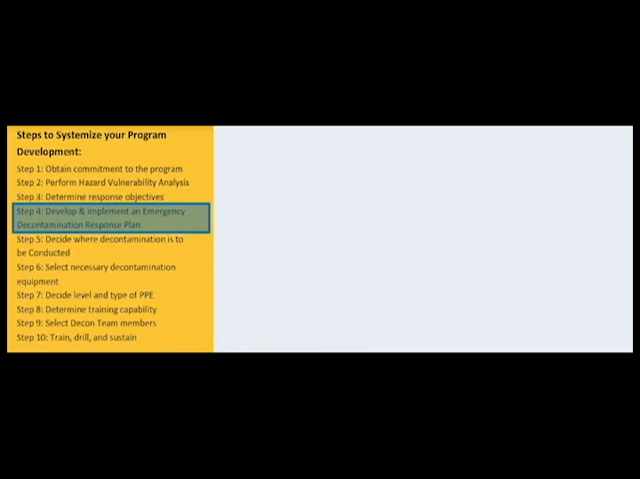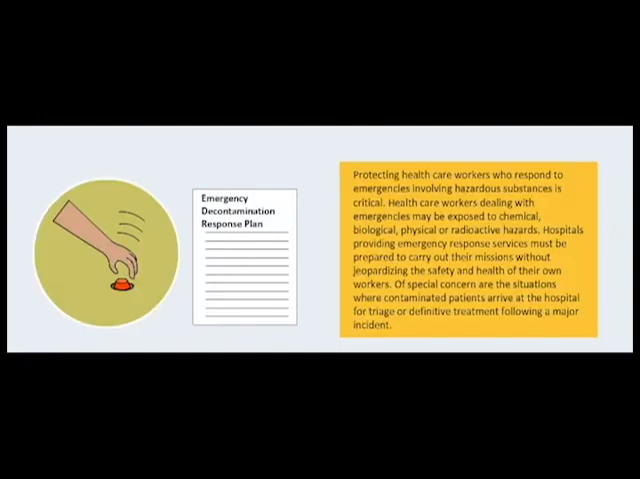Step 4. Develop and implement an emergency decontamination response plan. The purpose of the emergency decontamination response plan is to describe the process of how your hospital will provide and maintain a safe and supportive environment for their patients, visitors, and staff. This plan should address each facet of an emergency decontamination operation and should be incorporated into the hospital's emergency operations plan. According to OSHA, protecting healthcare workers who respond to emergencies involving hazardous substances is critical.